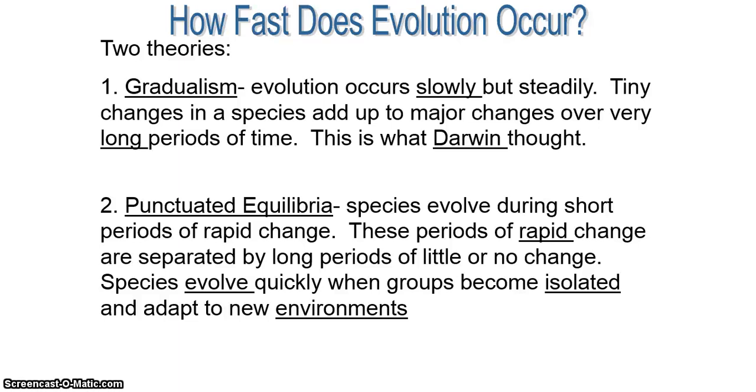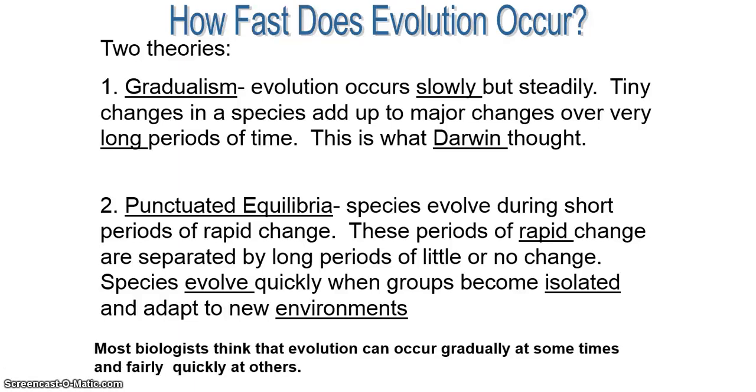But there's another theory called punctuated equilibria, which is this idea that species evolve during short periods of rapid change, but those periods of rapid change are separated by long periods of little or no change. So species could evolve very quickly when groups become isolated and adapt to their new environments. And it turns out that the answer is somewhere in between. The more that scientists study organisms and the more they study evolution, they realize that sometimes evolution occurs very slowly and other times it can happen very quickly.